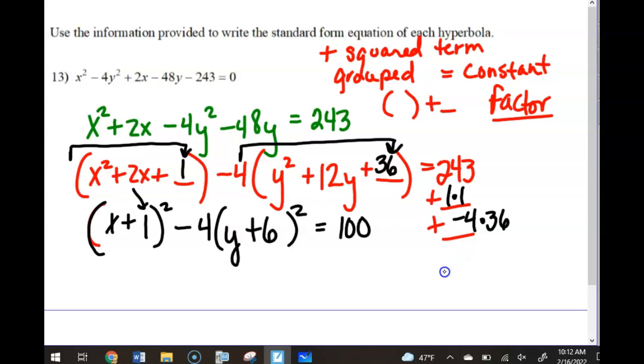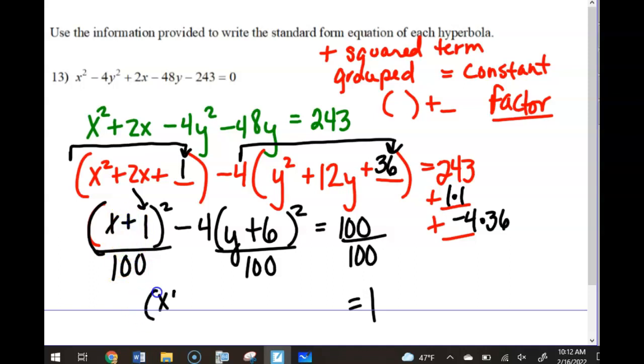Okay. So what do we got to divide everything by? 100. Okay, I know what the right side is. It's 1. Does this simplify at all? Nope. So we just have x plus 1 squared over 100. What about this guy? 4 would go into 100 25 times.